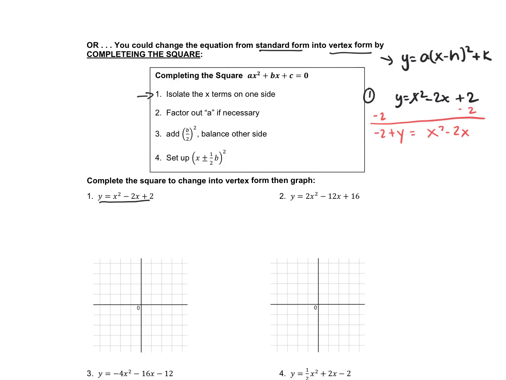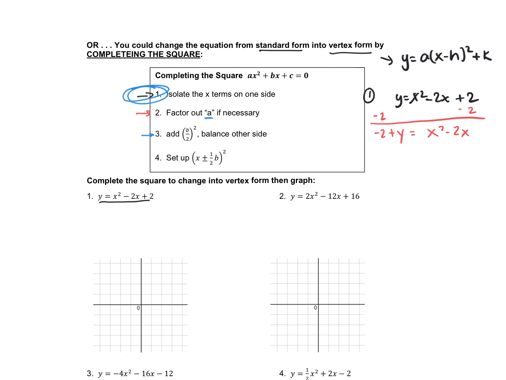Now, for number 2, we cannot do it because we don't have anything to factor out for a. A is automatically a 1, so we don't need to factor a 1 out. We're just going to leave it like that, and then we can get to step 3. Now, caution: always do step 1 before you do step 2, and look at it carefully. You are factoring out an a.